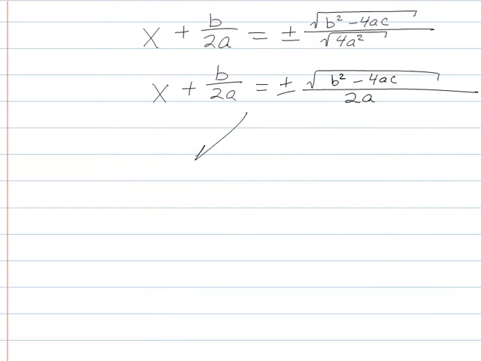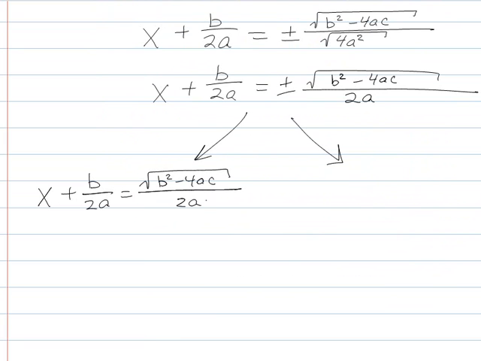So now I'm going to go ahead and break this out into two parts. x plus b over 2a equals the positive square root of b squared minus 4ac over 2a. And then x plus b over 2a equals minus the square root of b squared minus 4ac over 2a. Okay? Now if I want to solve for x, it's just as simple.